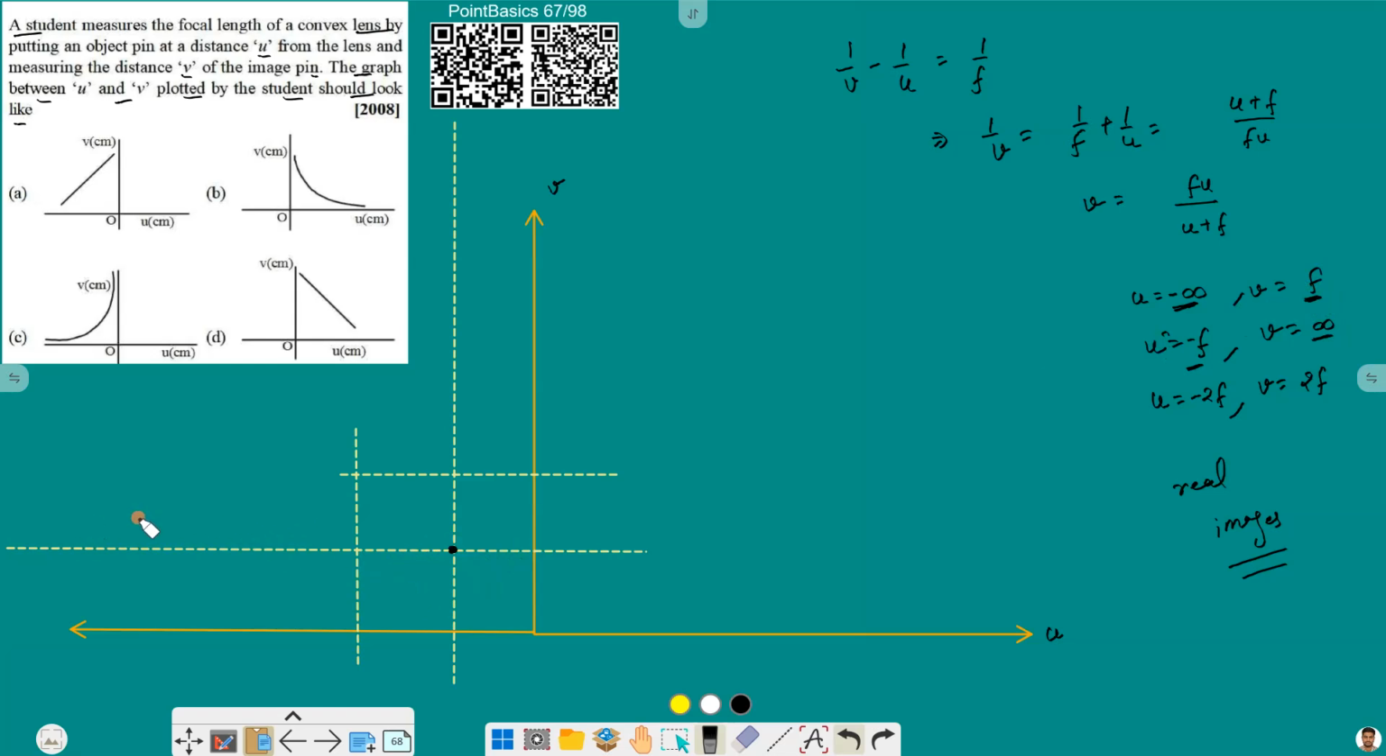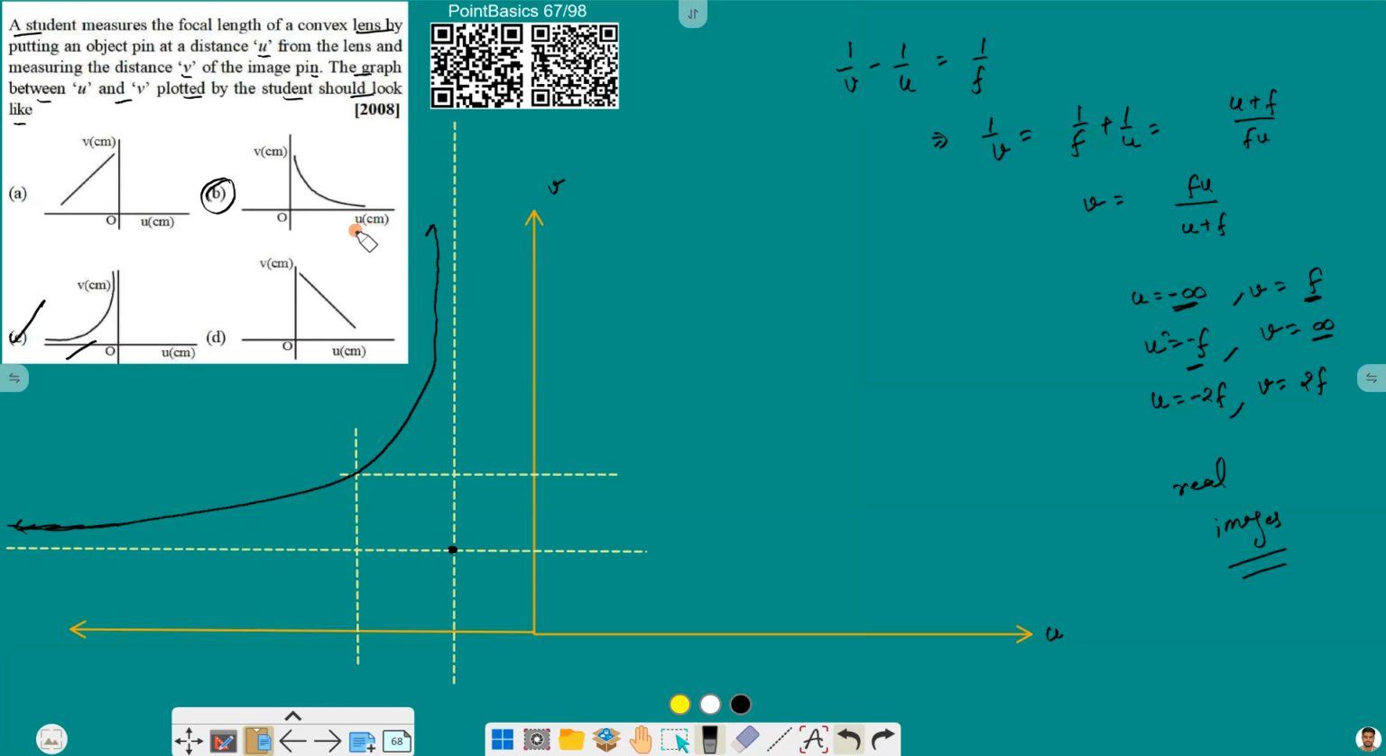So our curve will look something like this: it will pass like this. It will pass through the point 2f, 2f where both u and v are equal, and after that it will move like this along both axes. So it matches here with option C. So C is the right answer, although it could be taken as option B also.